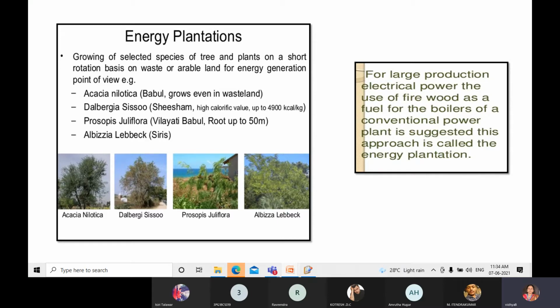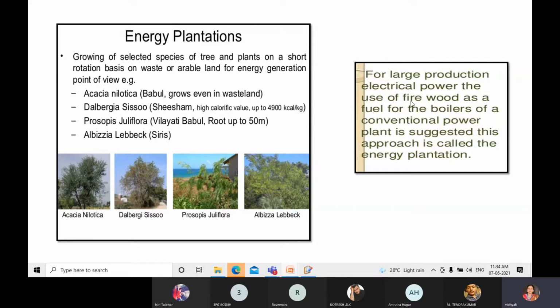These are the four examples they have given: babul, which grows even in wasteland; shisham, with a high calorific value of up to 4900 kcal per kg; vilayati babul, whose roots go up to 50 meters; and casuarina. These are the examples that can be grown on wasteland.